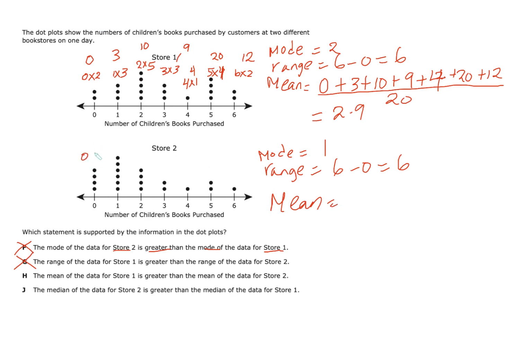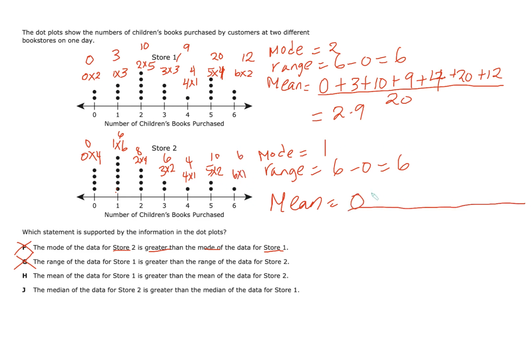So here I have 0 times 4, which is 0. This would be 1 times 1, 2, 3, 4, 5, 6. 1 times 6 is 6. We have 2 times 4, which is 8. 3 times 2, which is 6. 4 times 1, which is 4. 5 times 2, which is 10. And 6 times 1, which is 6.